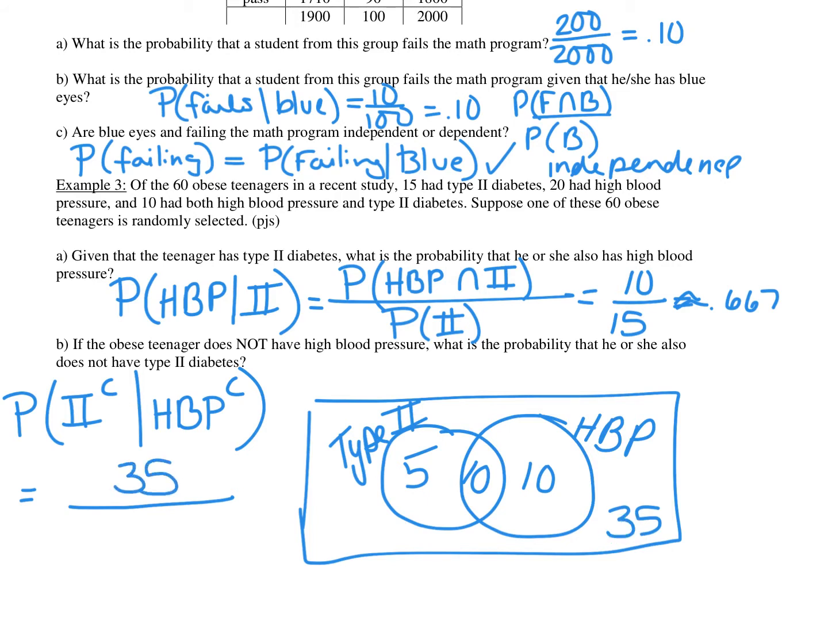Out of the probability of those who do not have high blood pressure. So high blood pressure complement, in other words, on the bottom. So 20 in here have high blood pressure, so the complement would be 5 plus 35 or 40. So you can change that to a decimal.